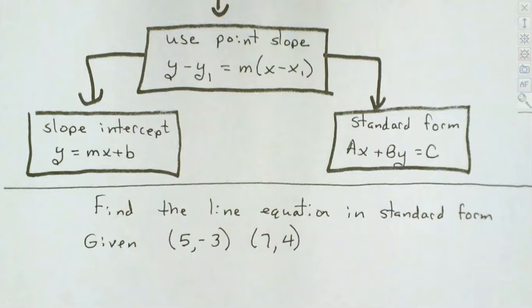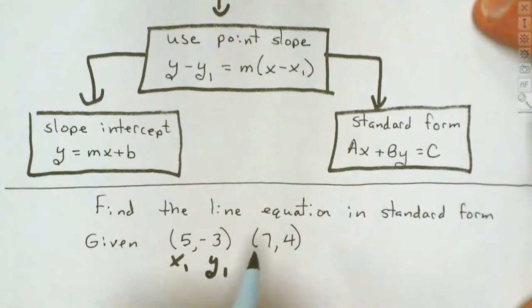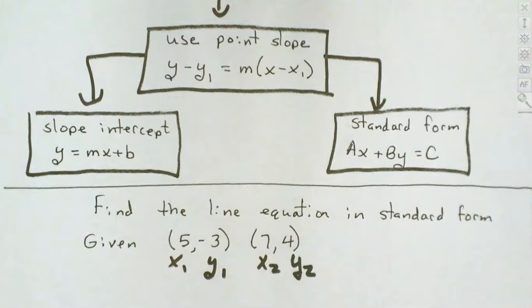So this one is very, very similar to the last two that we did. But before we jump in and use our point slope formula, first thing we need to do is we need to come up with a slope to use in that formula. And we've got our 2 points. So we need to first label those 2 points. X1, Y1, X2, Y2.